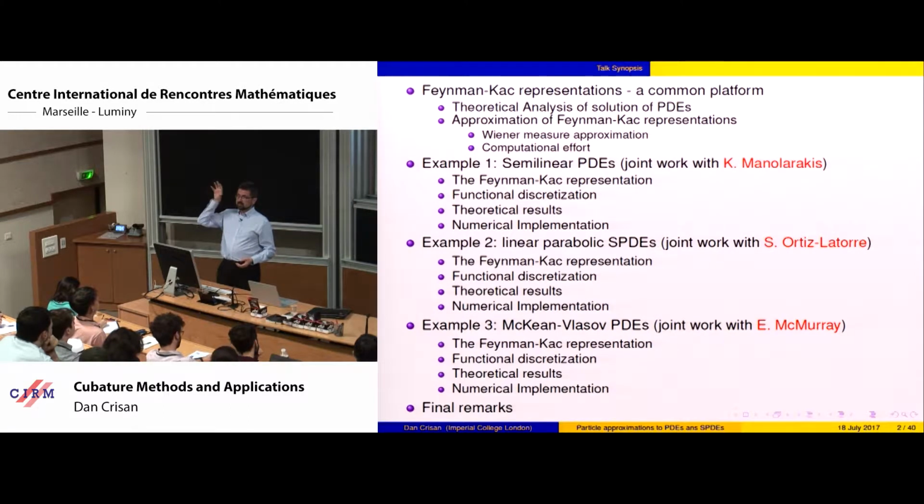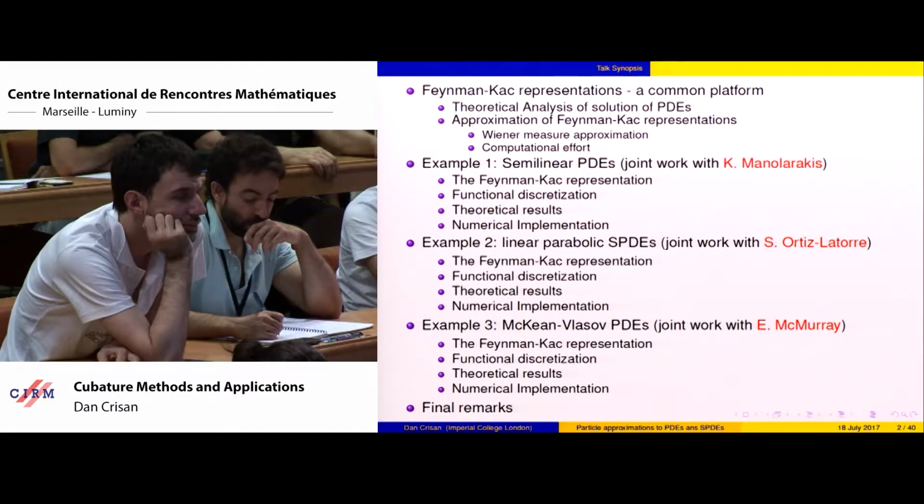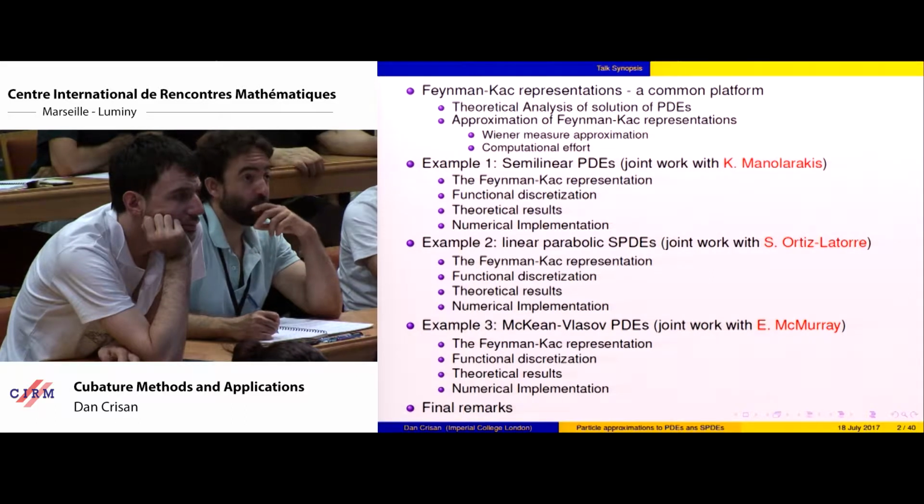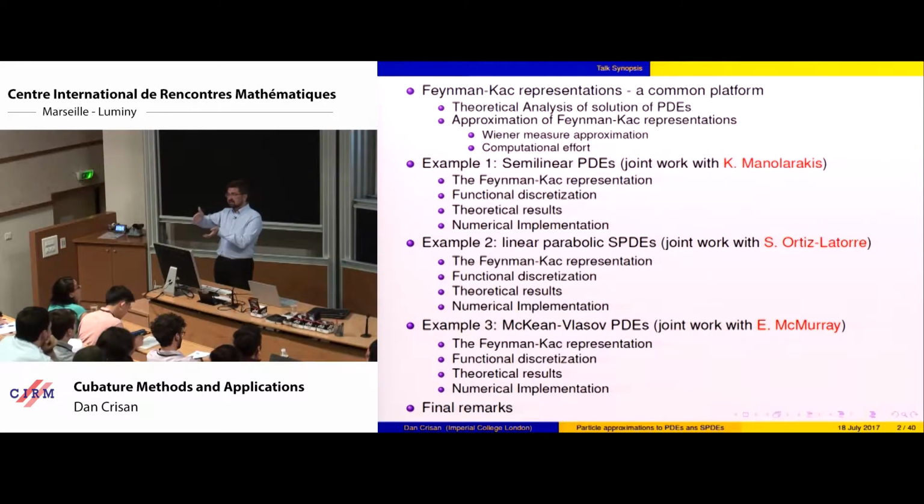The first step is to replace the underlying Wiener measure with a cubature measure, and this is the cubature representation. Then there's another step which takes the cubature measure and reduces it to a sub-measure that has a fixed number of paths. I'm going to explain that. And this is how you control the computational effort. These two steps are common to all the examples that I'm going to give you.